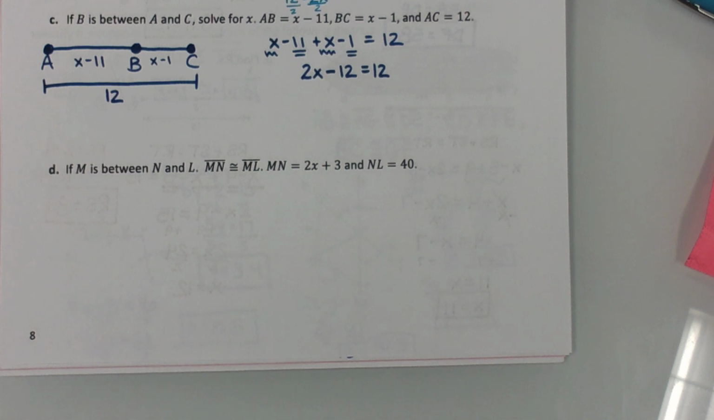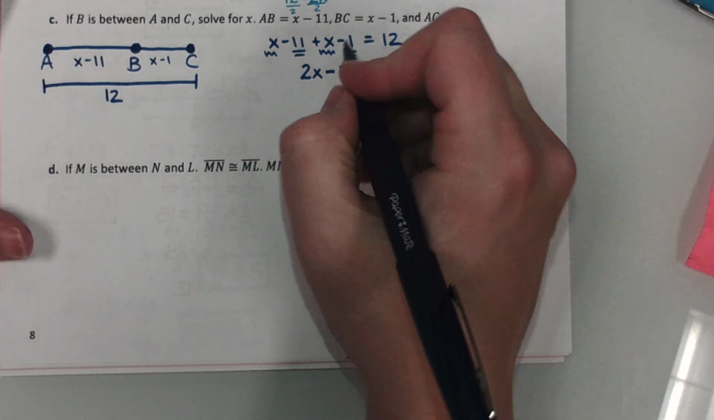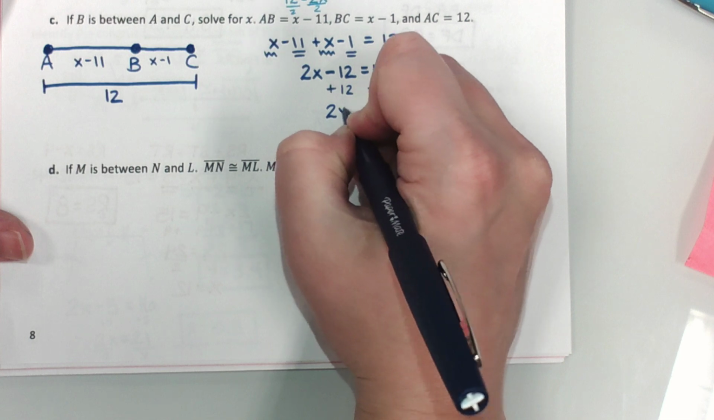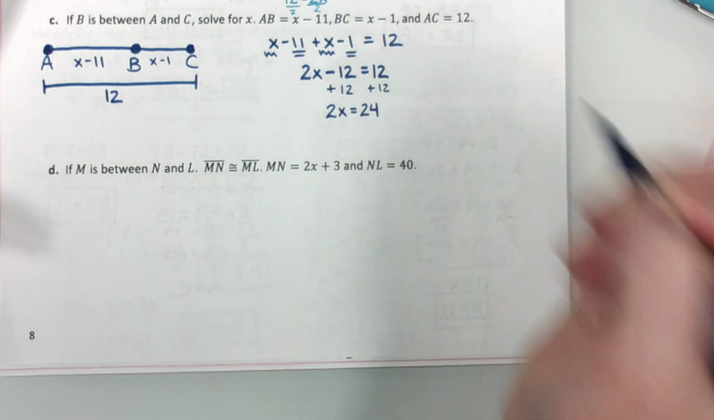I want to solve this. What do I do now? You add 12. 2x is equal to 24.